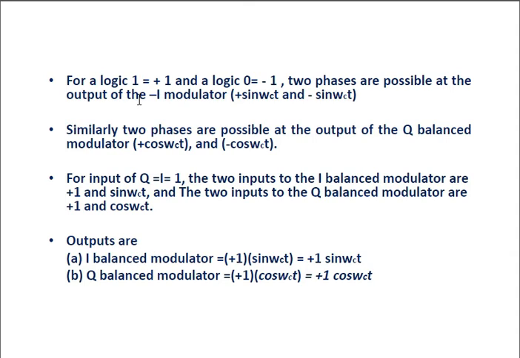Then, with reference to the above block diagram, logic 1 is represented by plus 1 and logic 0 by minus 1. So two phases are possible at the output of the I modulator: plus sin omega ct and minus sin omega ct. Similarly, two phases are possible at the output of the Q balance modulator: plus cos omega ct and minus cos omega ct. Then for input of Q equal to I equal to 1, the inputs of the two balance modulators are plus 1 sin omega ct.